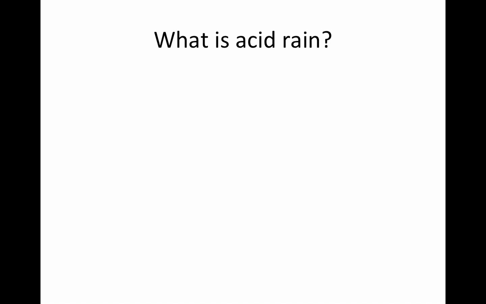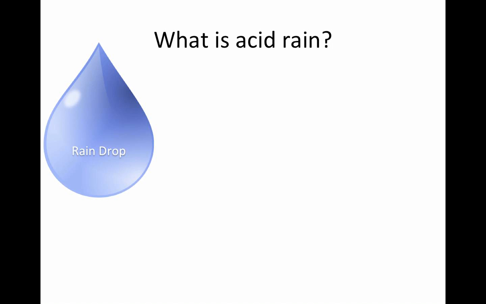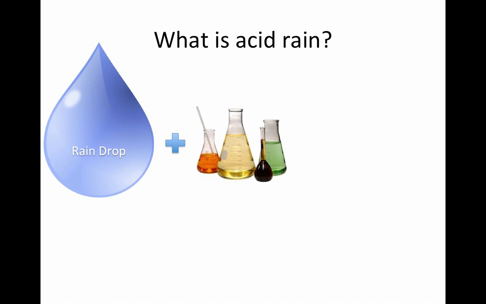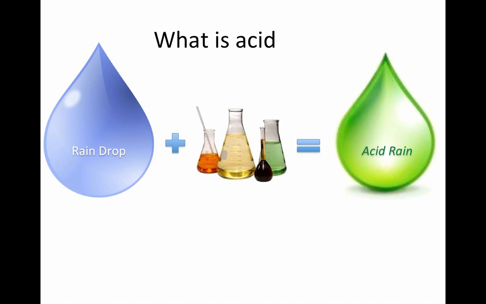So first of all, what is acid rain? Very simply, acid rain is created when you take normal water, like a raindrop, that's in the air, and add chemicals to it. This creates acid rain. This is a very simple way to understand this idea. As we talk more about acid rain, it will become more clear. For now, please write down this definition.